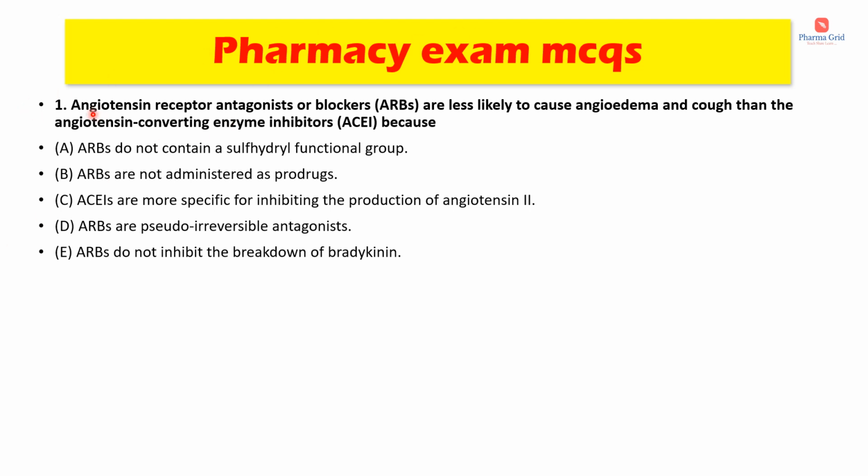So today's first question. Angiotensin receptor antagonists or blockers, that is ARBs, are less likely to cause angioedema and cough than the ACE inhibitors, that is angiotensin converting enzyme inhibitors, because options are: ARBs do not contain a sulfhydryl functional group, ARBs are not administered as prodrugs, ACE inhibitors are more specific for inhibiting the production of angiotensin 2, ARBs are pseudo-irreversible antagonists, ARBs do not inhibit the breakdown of bradykinin.